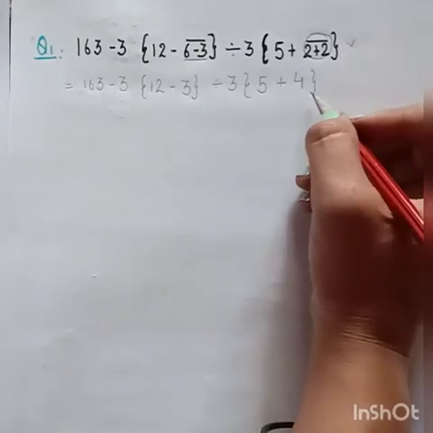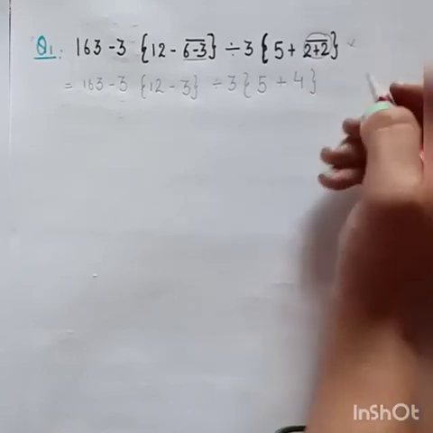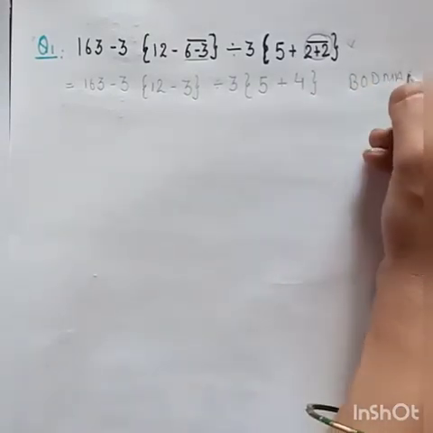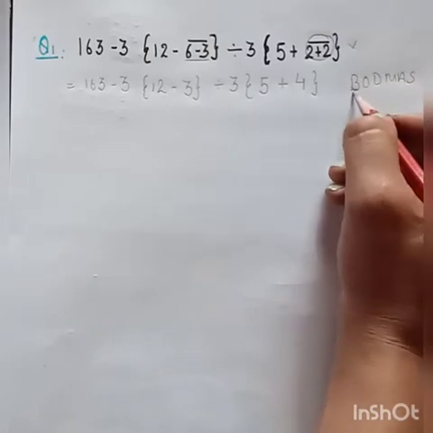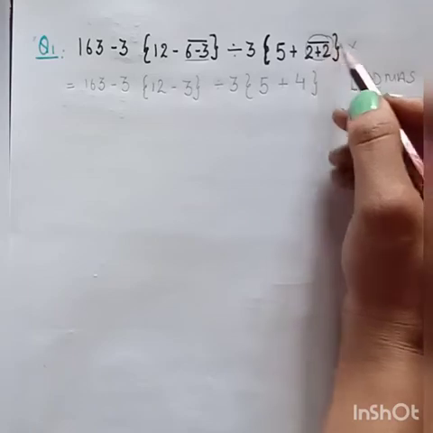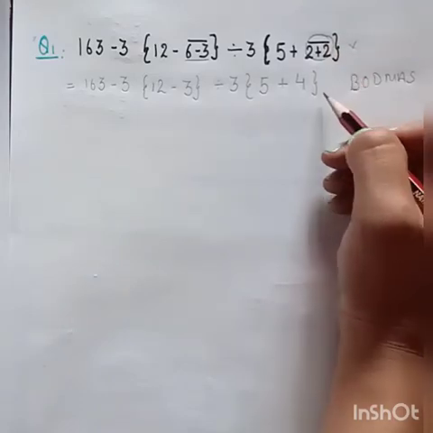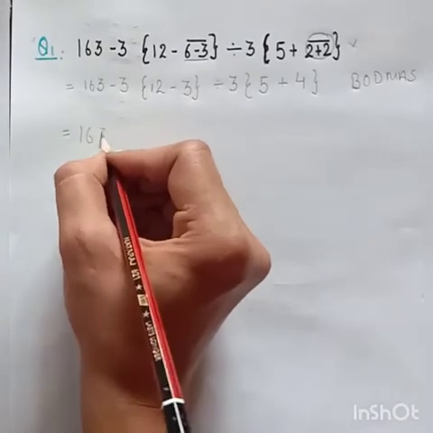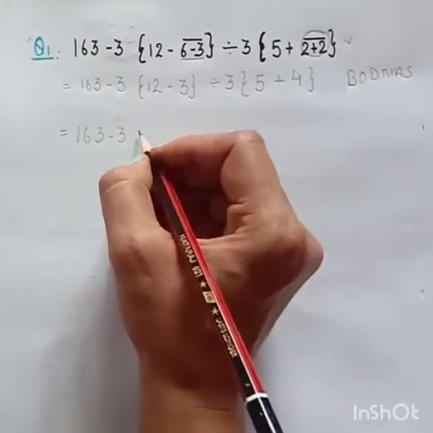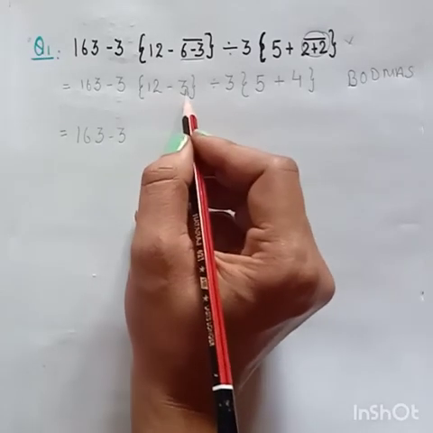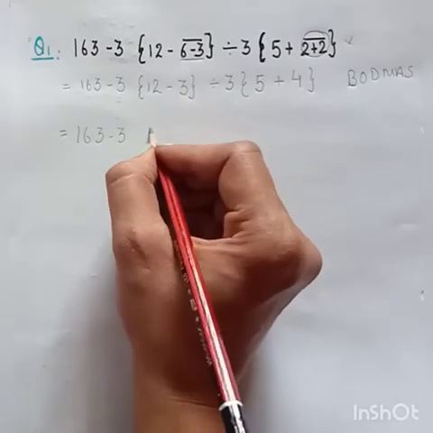Now next, you're solving this curly bracket, because in BODMAS we have bracket first. It means you have to solve all the brackets. So first you have solved the bar bracket. The next one is your curly bracket. So now you have to solve the curly bracket. So you will write 163 minus 3 and then you have to solve this curly bracket. 12 minus 3 will be 9.